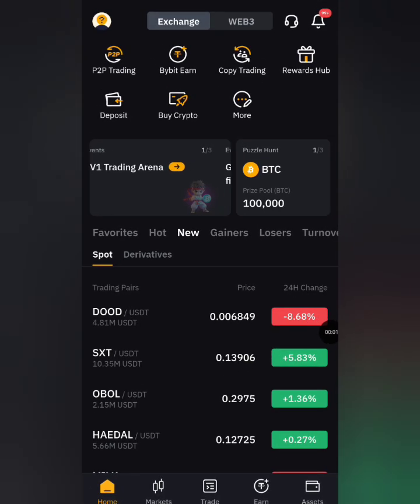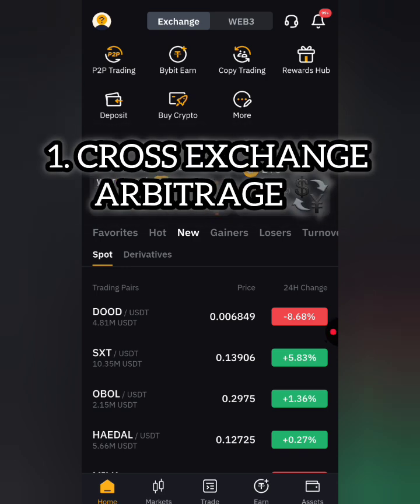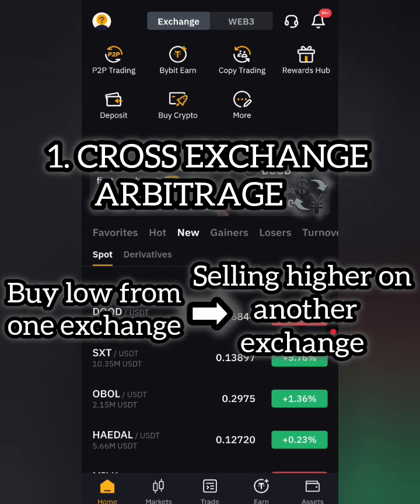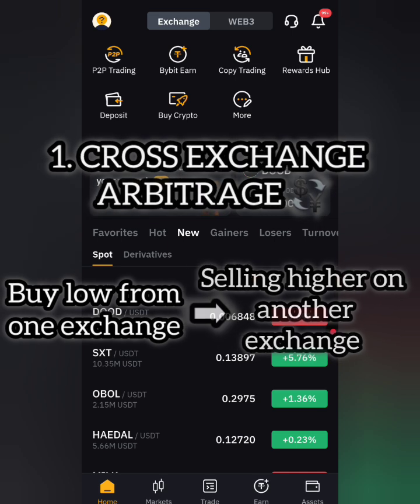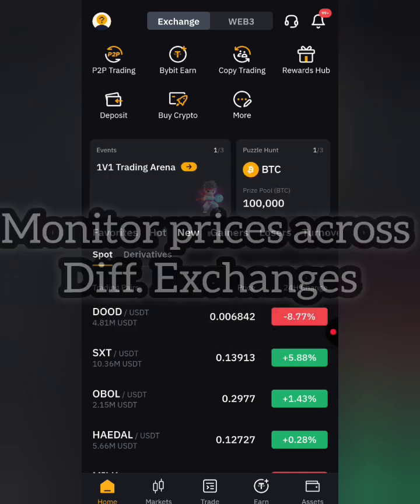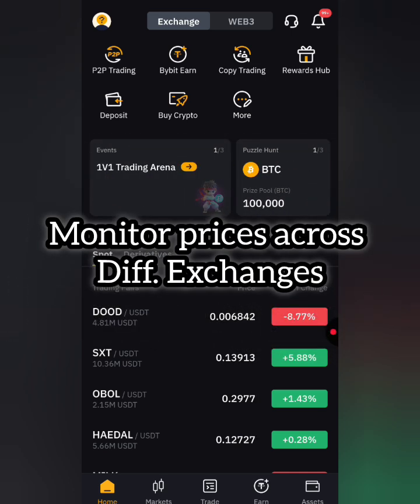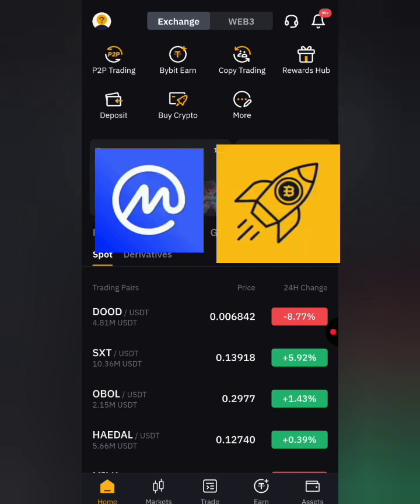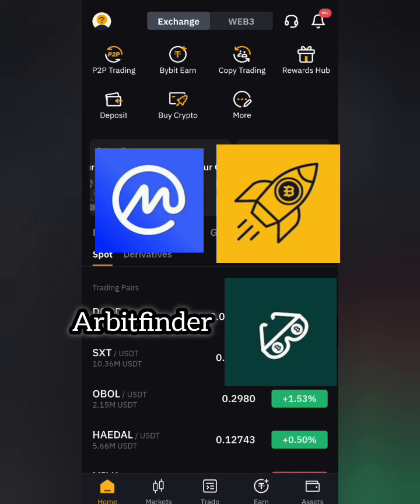So guys, the first crypto arbitrage strategy that I'll be talking about is the cross-exchange arbitrage, okay? Now, this involves you buying low from one particular crypto exchange and selling high on another particular crypto exchange, okay? Now, to perform this, you need to actually monitor prices across different exchanges using tools like CoinMarketCap or arbitrage scanners like the Habi Hunt, the Arbit Finder, the ArbitMate, the CoinPicker, and many more, okay?